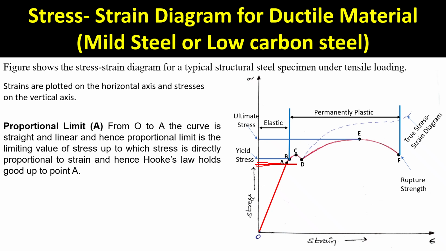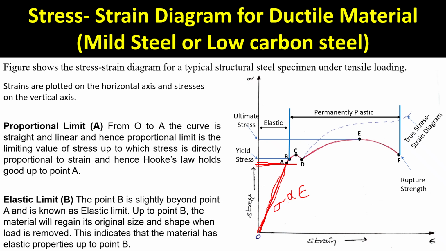And here observe that the curve is a straight line and it is varying linearly. It is indicating that stress is directly proportional to the strain. So this point A we are calling as the proportionality limit and Hooke's law is valid up to this point A. So next we have to see the next point on the stress strain curve, that is the point B.